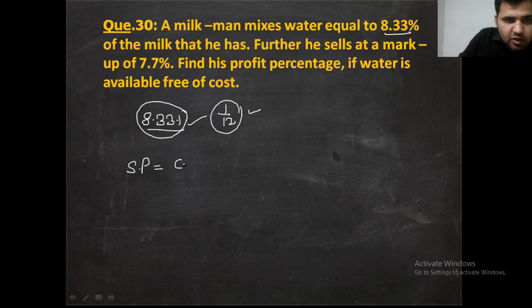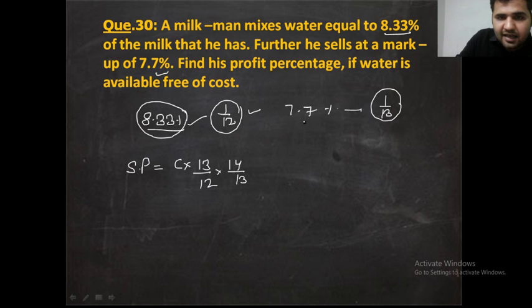Selling price will be equal to 13/12 of the cost price, right? And also he is selling at a markup of 7.7%. So the 7.7% markup will also give him profit. How much profit? 1/13 profit. What does 1/13 profit mean? That he will be selling the product at 14/13. What will be the multiplying factor for 7.7%? For 1/13, the multiplying factor would be 14/13.